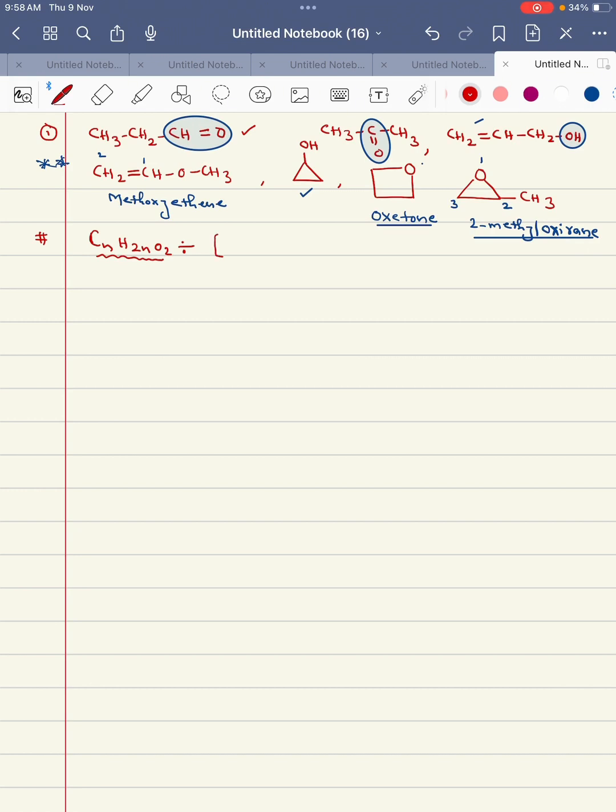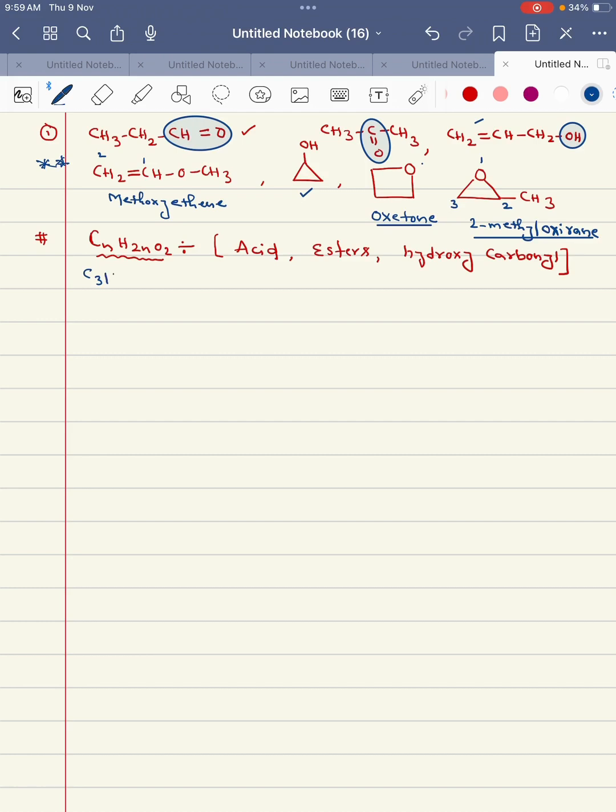One is called acid. In acid compounds, two oxygen atoms will come. Ester also. In esters also, two oxygen atoms will come. And next one is called hydroxycarbonyl. It is hydroxy, it is a carbonyl. Hydroxycarbonyl. It is possible to have two oxygen atoms in the following compounds.